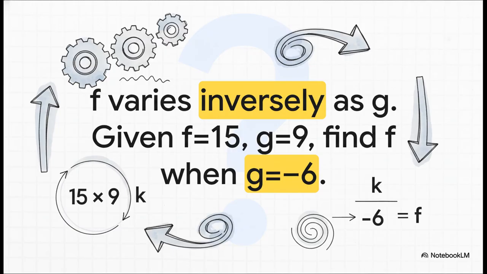All right, your turn to try an inverse problem. Just remember that little twist in the first step. To find k, you're going to multiply your first pair of numbers. Got it? Then, once you have k, it's just a simple division to find the answer.